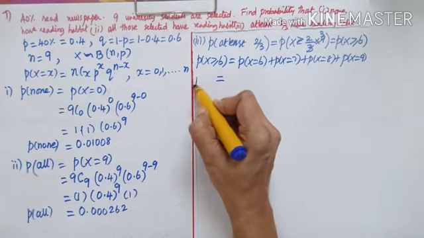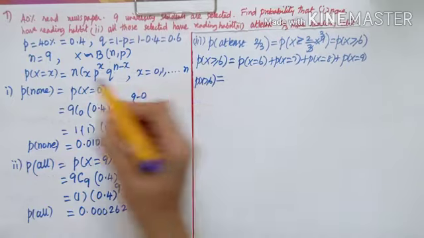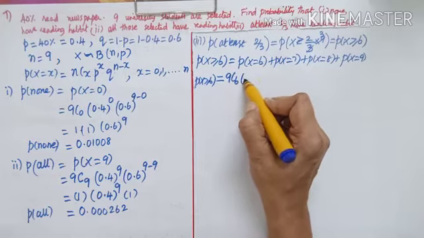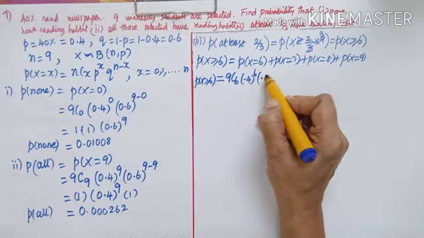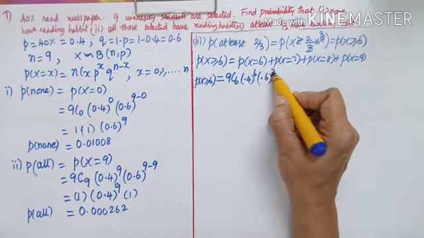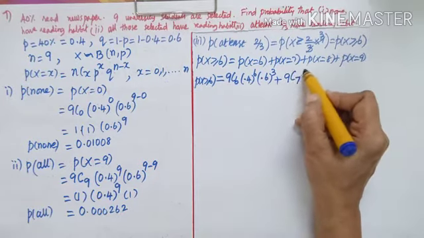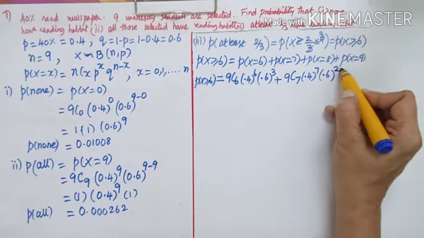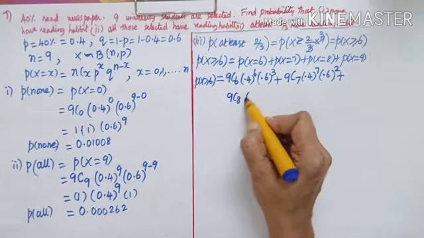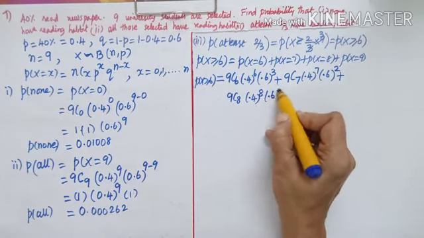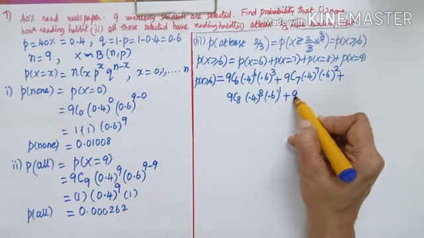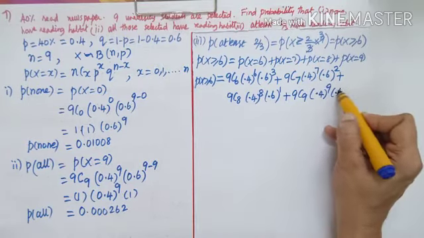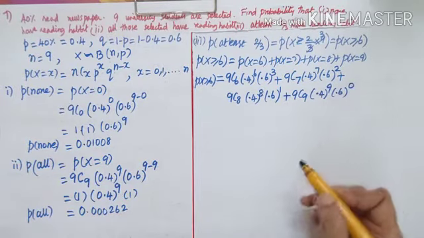Let us substitute in the formula. I get NCx. N is 9. So 9C6, 0.4 power 6, 0.6 power 9 minus 6, that is 3. 9C7, 0.4 power 7, 0.6 power 9 minus 7 is 2. 9C8, 0.4 power 8, 0.6 power 9 minus 8 is 1. 9C9, 0.4 power 9, 0.6 power 9 minus 9 is 0.